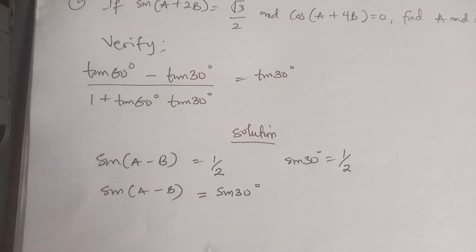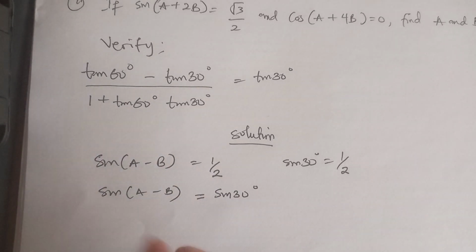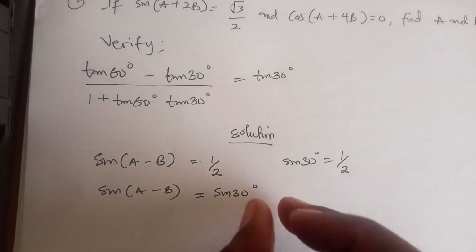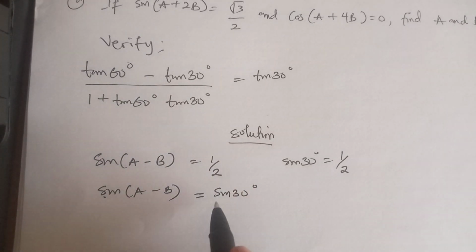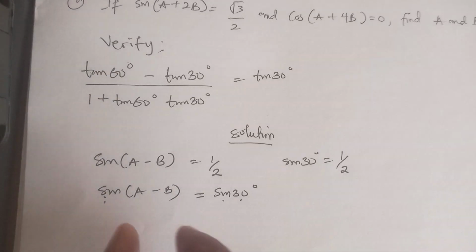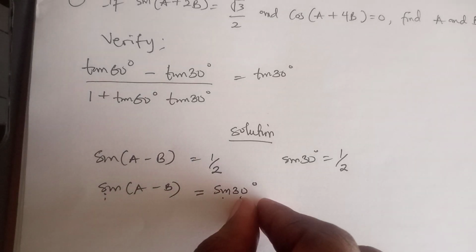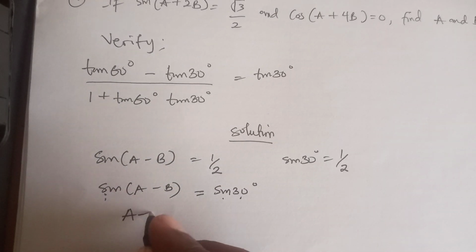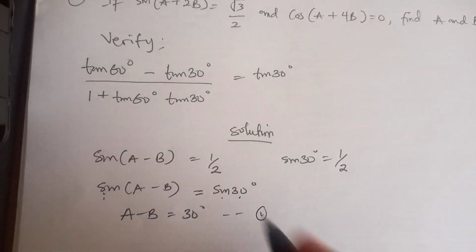So since we have this, you equate both of them. They are both sine. You understand? So you equate a minus b to 30. Because this is sine, this is also sine, so this is equal to this, which means their angles are equal to each other. The angle of this one is a minus b, and the angle of this one is 30 degrees. So you equate the angles, and you have a minus b equals 30 degrees. So this is our equation 1.